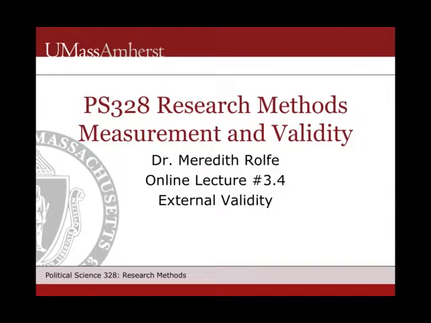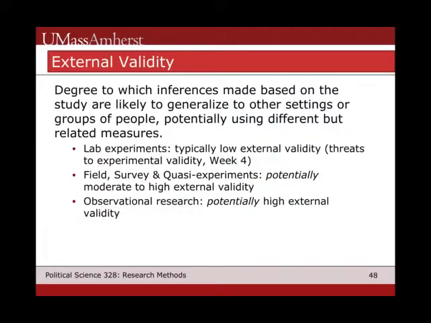This is the fourth part of the third lecture series on measurement and validity, where we focus on the concept of external validity. External validity, properly defined, is the degree to which inferences made based on a study are likely to generalize to other settings or groups of people, potentially using different but related measures. Part of the ability for a study to be externally valid should also be tied up with measurement validity, which is why measurement is so key to the entire scientific process.